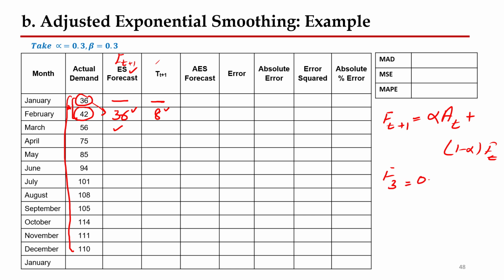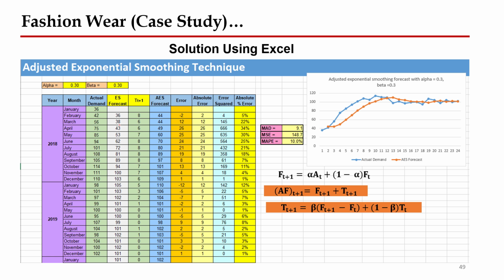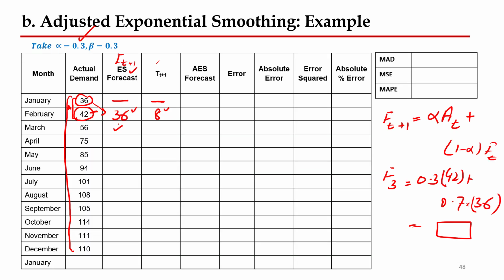The alpha value we are using in this case is 0.3, multiplied by the second month's actual value, which is 42, plus 1 minus alpha, which is 0.7, multiplied by the forecast value for February, which is 36. If we solve this, we get 38. So this is 38 we will get. Similarly, we can find the values for April, May, and so on.